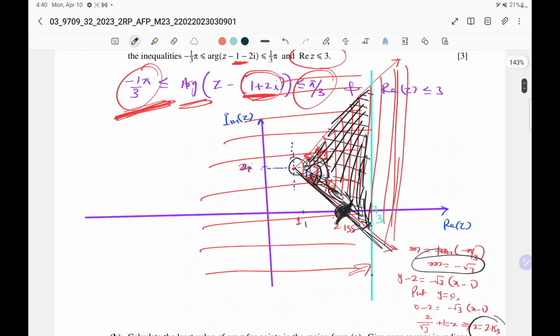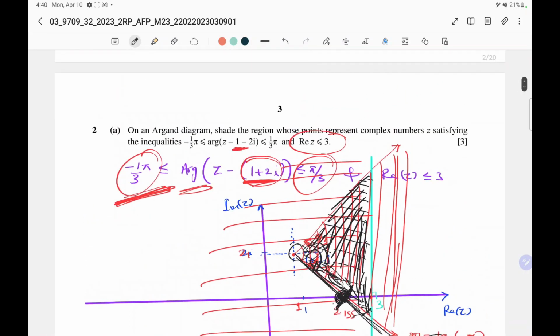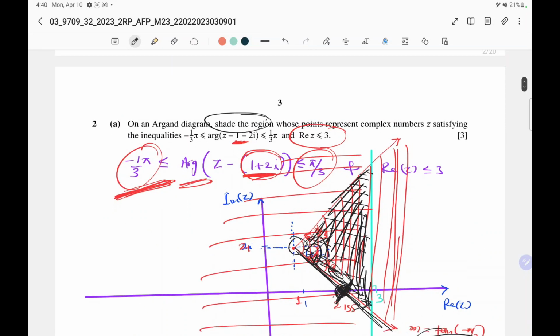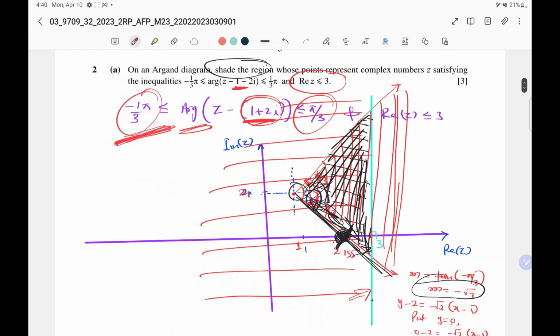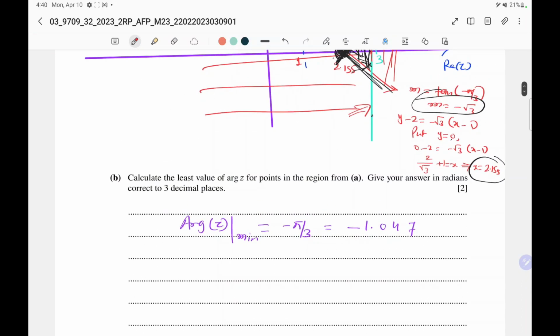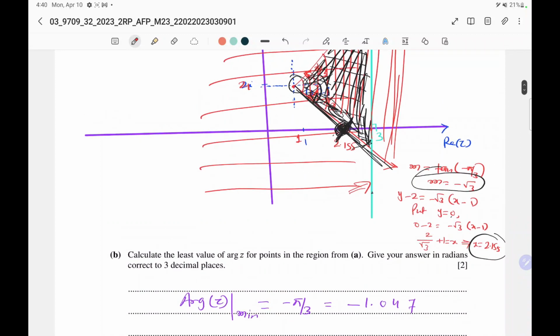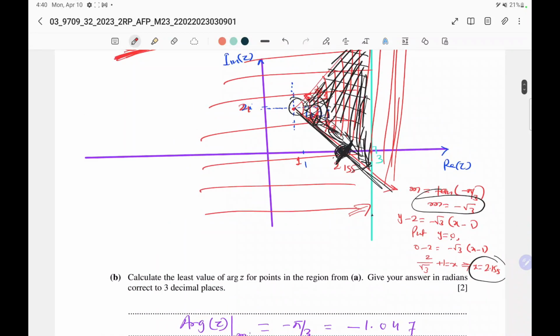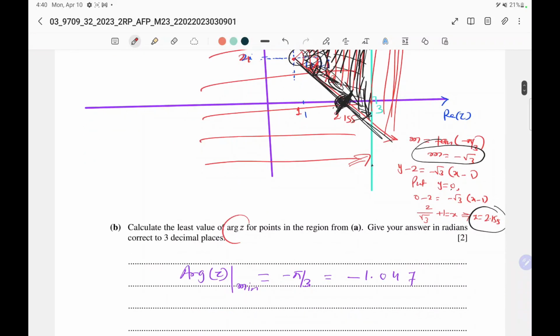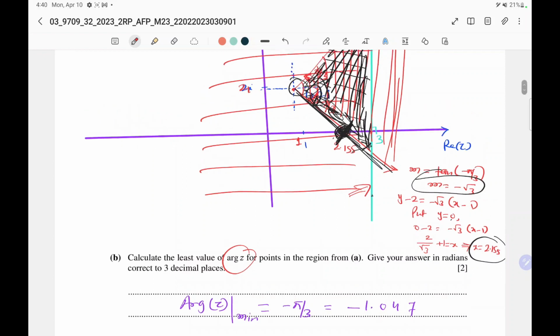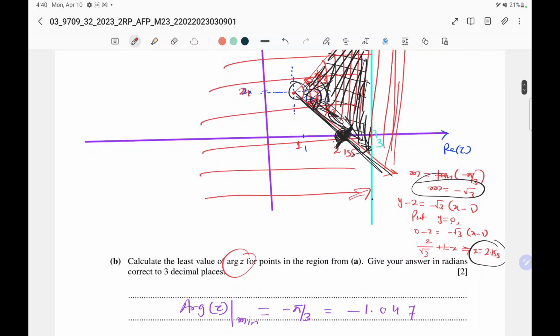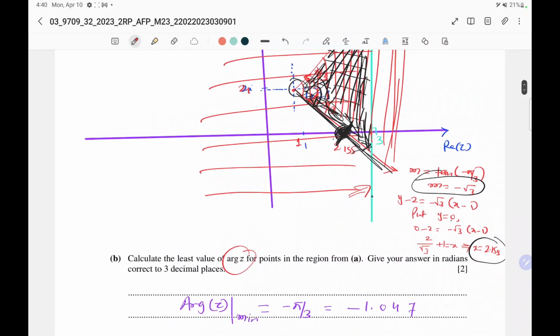Okay, so this is the triangular portion. By the way, this question was just to shade, so we have shaded that. Now go to the next question that says: calculate the least value of argument of z. Argument of z for the point in the region from A. Give your answer in radians to 3 decimal places.